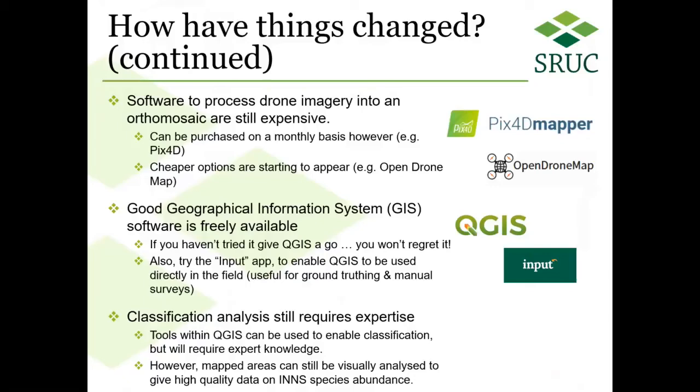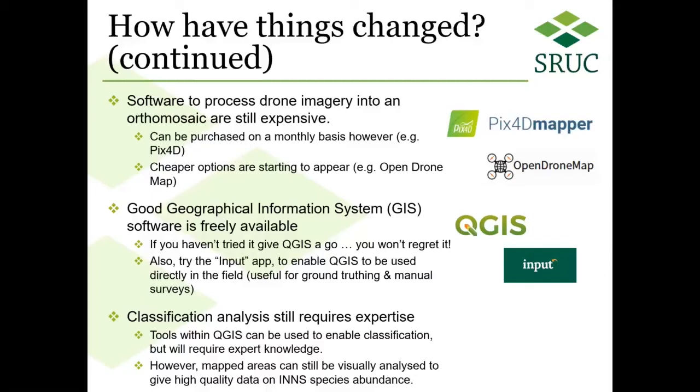Software that processes drone imagery itself is still fairly expensive. There are some cheaper options. Although you could have the drone and the software to collect the imagery, when you come to actually process it, it's still going to cost a little bit of money. Pixel Mapper is one example. It can be done on a monthly basis, but it's still quite expensive. You're still looking at probably 100, 150 pounds for one month's license.